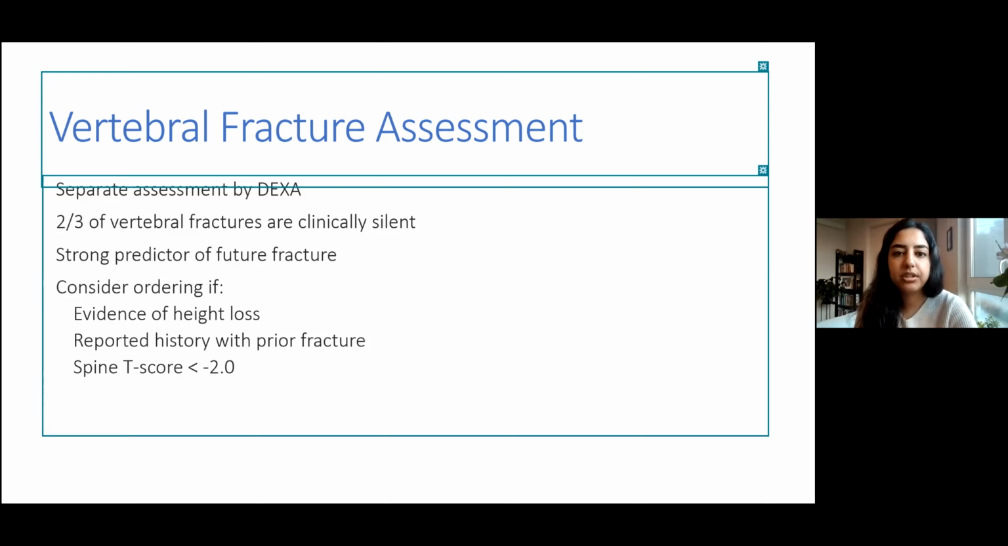So think about ordering a vertebral fracture assessment if a patient has clinical evidence of height loss or reported evidence of height loss. If they say, like, I think I might have fractured something because of this trauma, that would be reasonable. Or if they have a low spine T-score, so that increases their risk for a vertebral fracture.